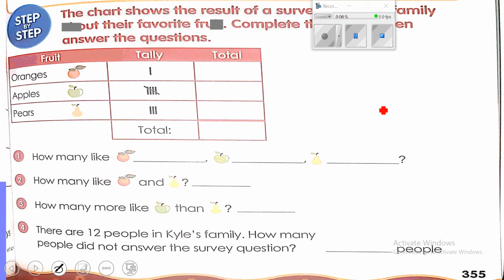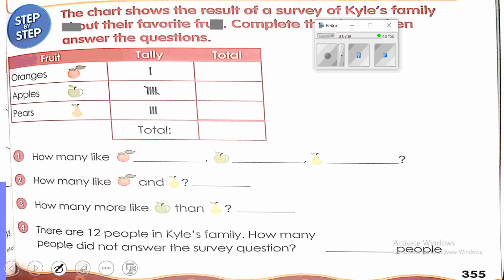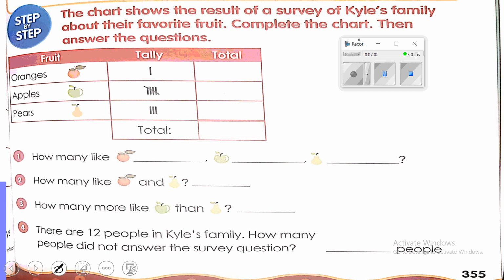Let's read. The chart shows the result of a survey of Kelly's family about their favorite fruit. So my next tally chart is about favorite fruit. Complete the chart, then answer the questions. Here are the fruits that we have: orange, apple, pears.